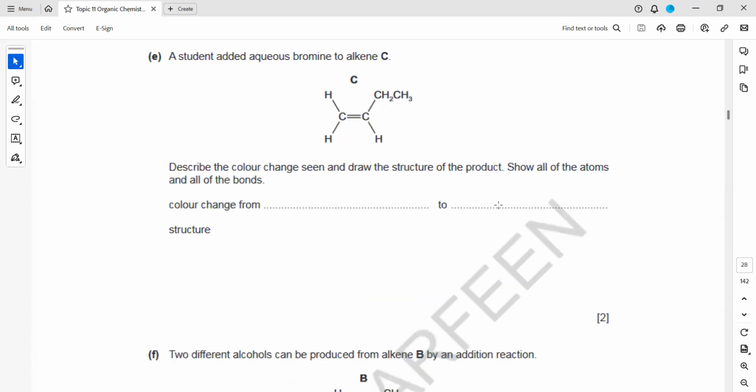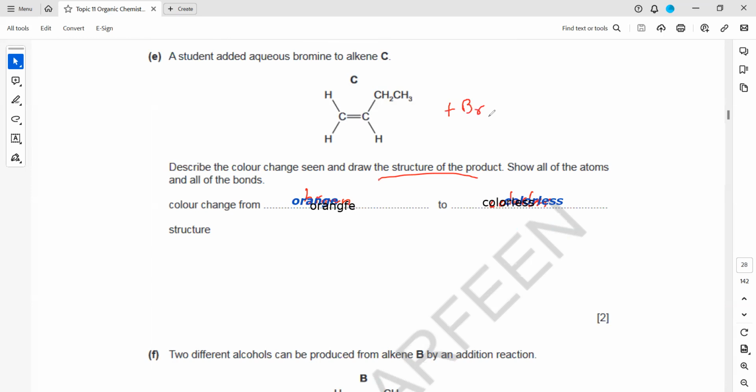Then a student added aqueous bromine. What is the color whenever aqueous bromine is added? So aqueous bromine is initially orange, and it will become colorless. Then what will the product look like? Remember, whenever we add aqueous bromine, describe the color change and draw the structure of the product.